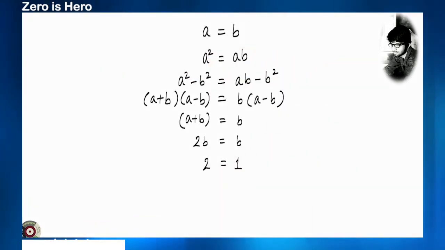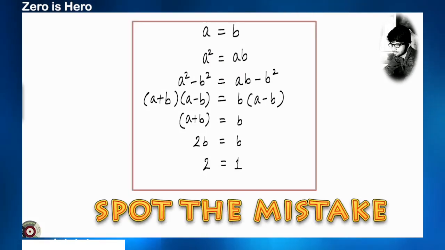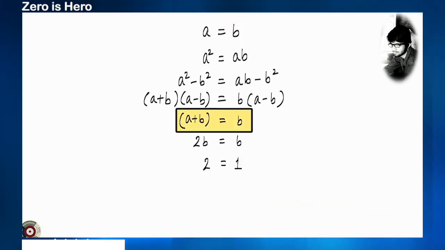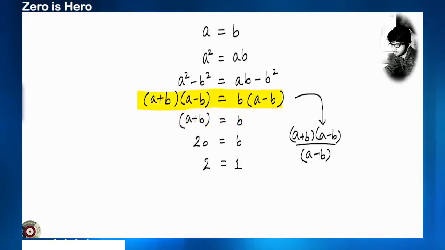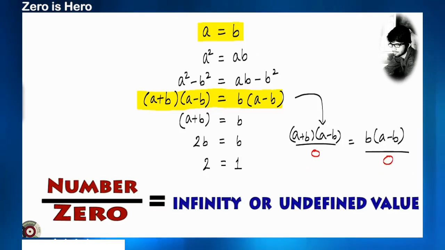I have a question with which you may be familiar. You have to only spot the mistake, okay? So did you find the mistake? In the fifth line, we are left with a plus b is equal to b. This means to remove a minus b, we have divided both sides by a minus b, right? But we know that a is equal to b. This means a minus b should be 0. And as we just saw that, division by 0 is not defined.